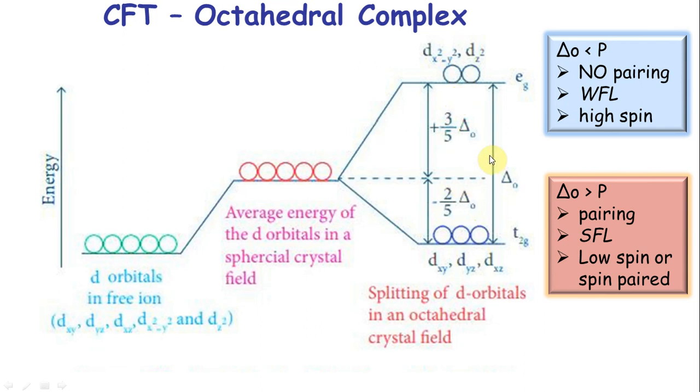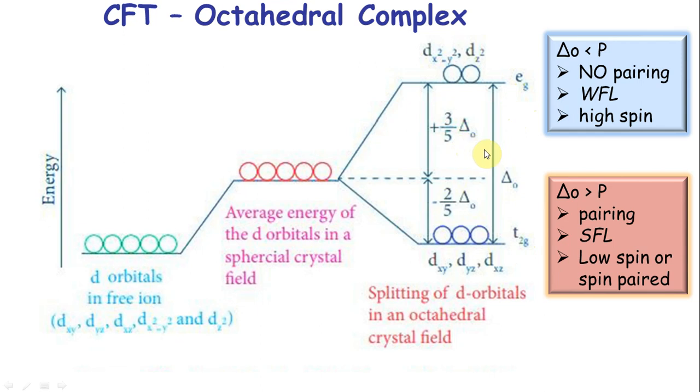So these three go down in energy compared to these two. The distance between them is called delta naught. The naught stands for O, octahedral. The three orbitals that get more stabilized are called t2g orbitals, and the two orbitals that are destabilized more are called eg orbitals.